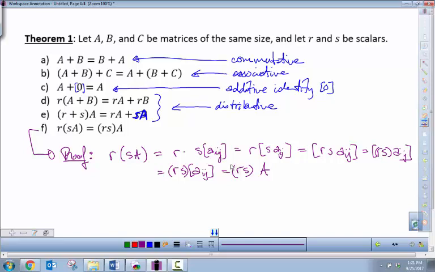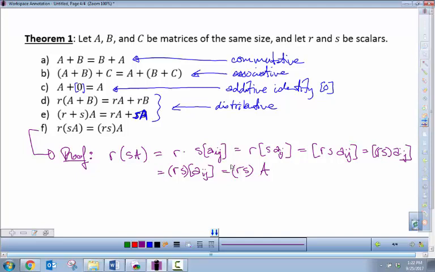So what you're saying is you're going to multiply by S first, and then after you multiply by S, you multiply by R, and then each of those elements are going to have a factor of S and R that you can take out, and then you can take that out of the matrix, and that's what you have at the end. Okay?